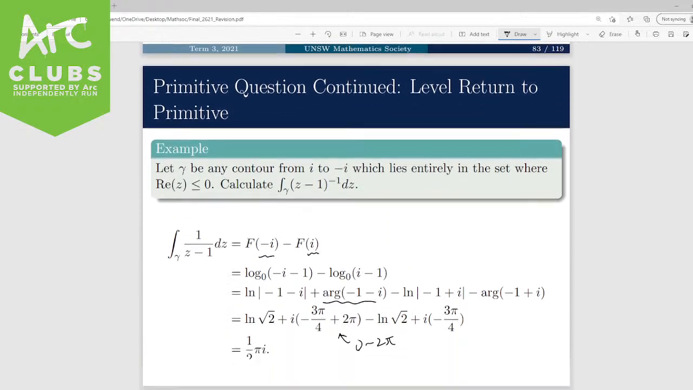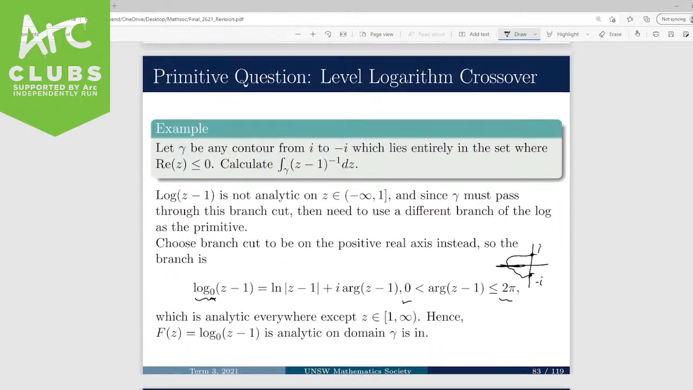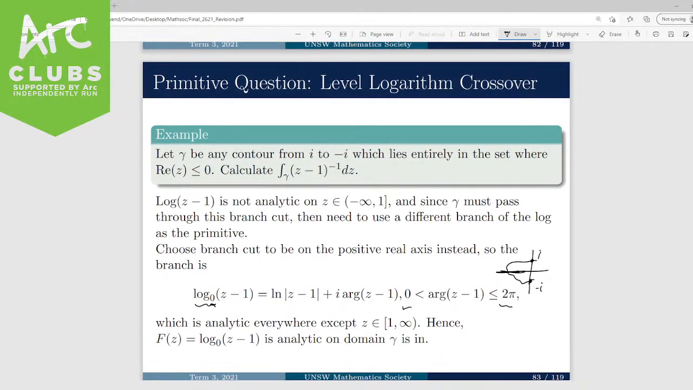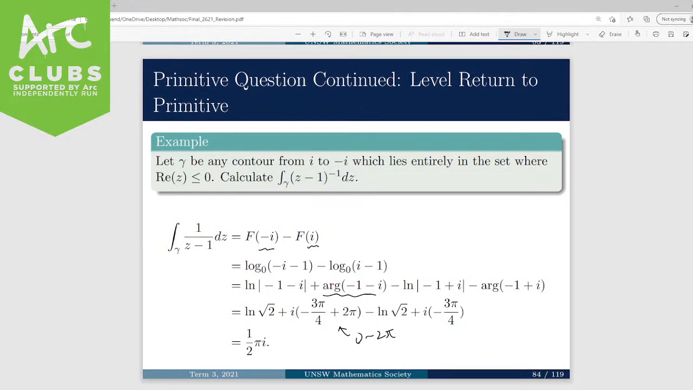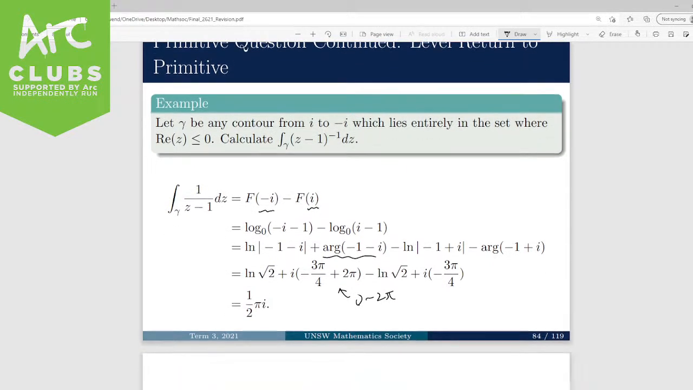So be a bit careful about trying to use primitives. It's all about where your function still remains analytic. So, Cauchy-Goursat primitive stuff: it's all about where your function is still analytic.